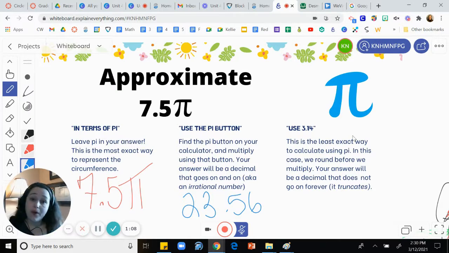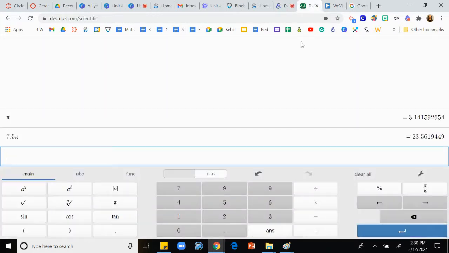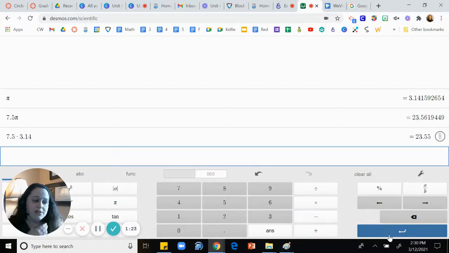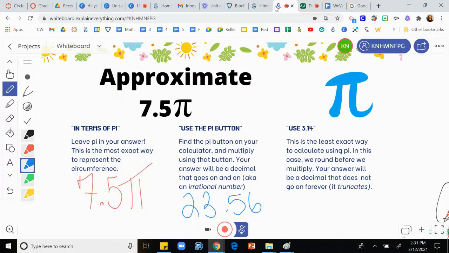If I use 3.14 instead of the pi button, I'm going to get something that's rounded a little less accurately. So once again, I'll use 7.5 times 3.14, and this just rounds it for me ahead of time. Note, the hundredths digit is a little off, right? The more we round early on, the further we are off from the exact answer, but this is still a very good estimate. So 23.55.